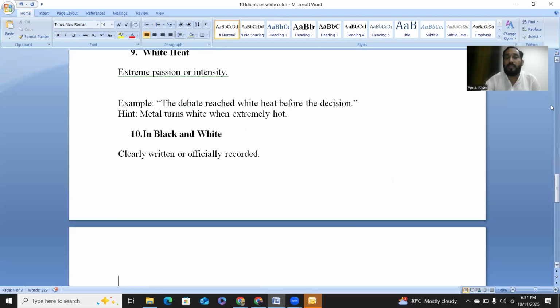And the last idiom of today's session is in black and white. In black and white means clearly written or officially recorded. When something is recorded on paper, a great hint to remember this idiom is that a page is white, and when something is written, it is written with black ink. When something is written with black ink on white paper, it is recorded, and it becomes a piece of record and an official document, something evidential, something of evidence.